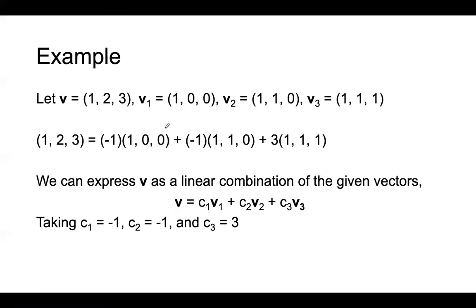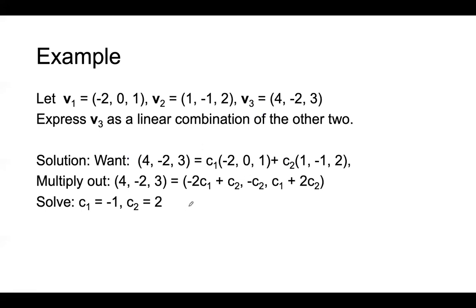So this vector, V, can be written as a linear combination. V can be written as a coefficient C1 times V1 plus C2 times V2 plus C3 times V3. And we can express this vector V as a linear combination of these vectors of -1, -1, and 3. But how do we find these coefficients?